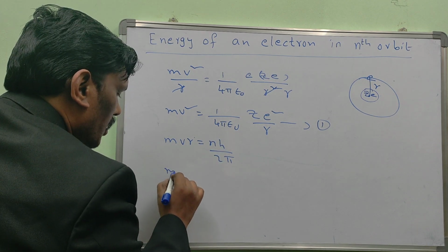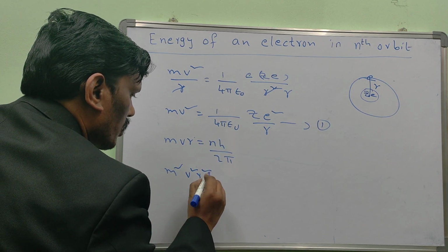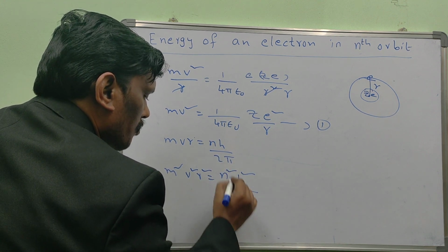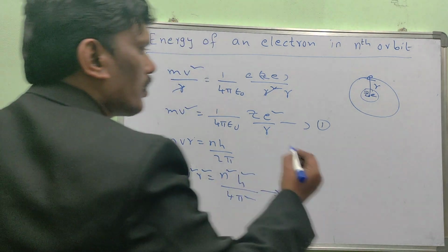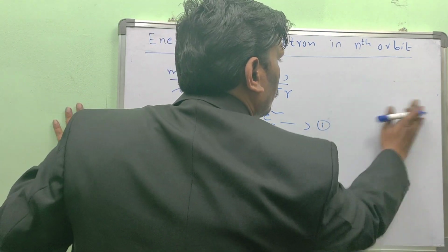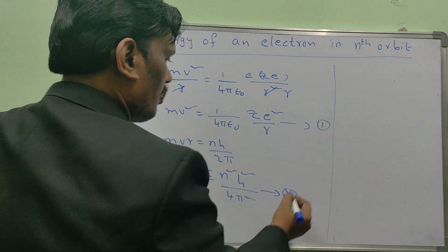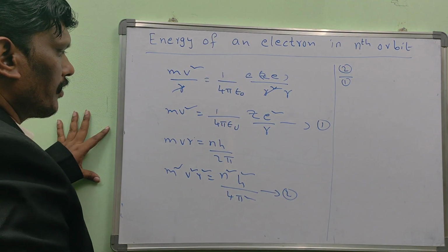Squaring on both sides, what happened? m square v square r square is equal to n square h square upon 2 square, that is 4 pi square. This is considered equation 2. Now do one thing. Equation 2 divided by equation 1.